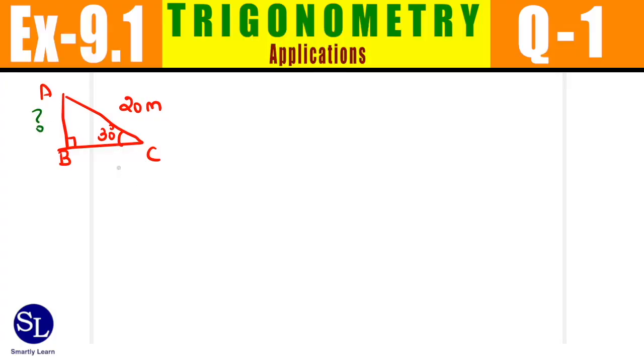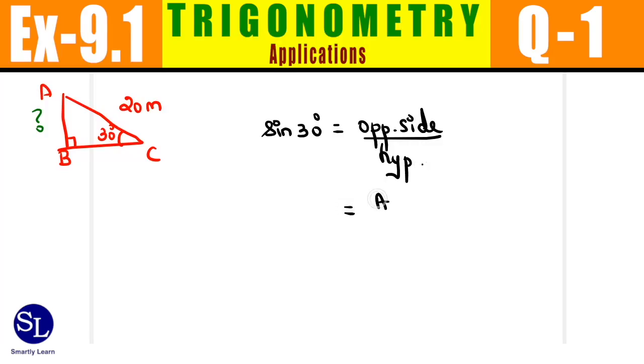Now, what is sine 30 by definition? Sine 30 degrees is equal to opposite side by hypotenuse. So, in this diagram, our opposite side is AB by hypotenuse AC. Now, what is sine 30? Sine 30 is actually 1 by 2.